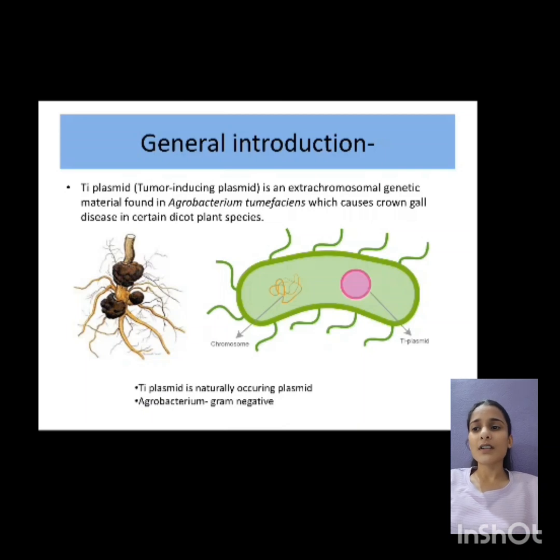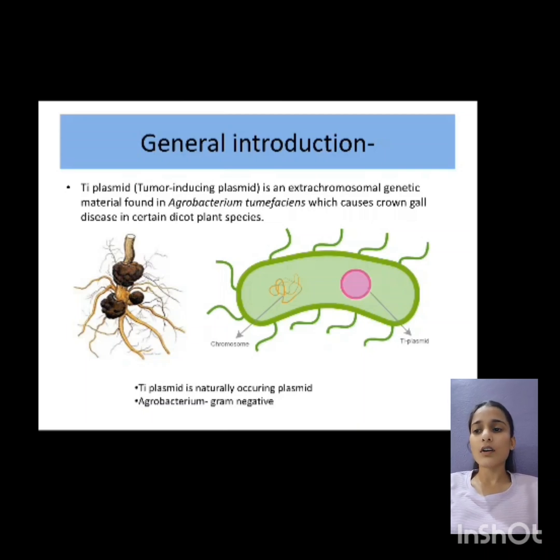So TI plasmid or tumor inducing plasmid is an extra chromosomal genetic material found in Agrobacterium tumefaciens which causes crown gall disease in certain dicot plant species. TI plasmid is a naturally occurring plasmid and Agrobacterium is a gram negative bacteria. So here I have shown a picture of crown gall disease.